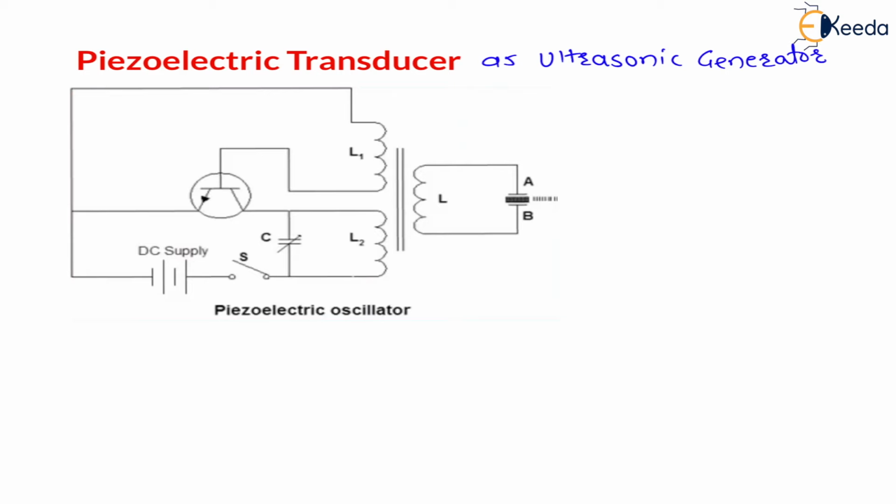So my dear students, let us understand the piezoelectric transducer as an ultrasonic generator. Here we have to generate ultrasonic sound or ultrasonic waves. So how is this piezoelectric transducer used? See, here we have supplied the power supply, and to convert this DC power supply into an AC power supply, the capacitance and inductance are arranged in parallel. So the parallel combination of capacitance and inductance will convert DC supply into AC supply. And this AC supply is given to this coil L2.